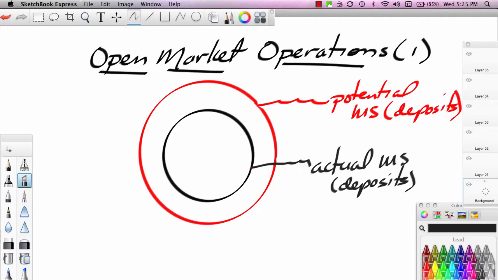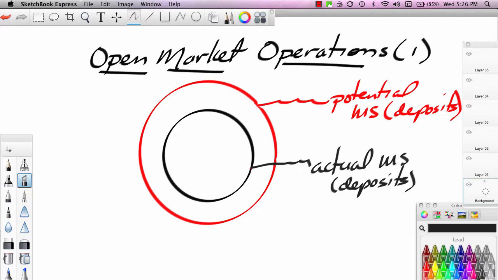To begin to understand this process, we need to go back to this diagram, which is now shown, which shows the difference between the actual money supply, or the actual level of deposits, and the potential money supply, or the potential level of deposits. Again, it's very important to remember that most money in today's modern economies is in the form of deposits, not paper money. So when we talk about money, we're talking about the level of deposits.